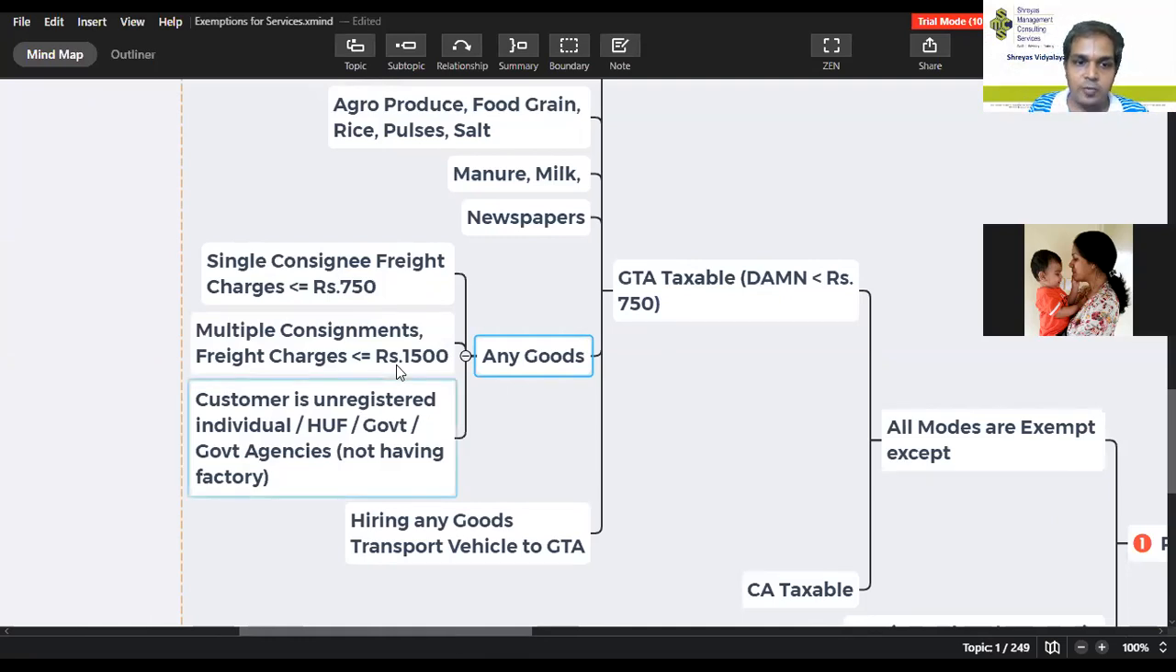One, if you are transporting for a single consignee, less than or equal to 750 rupees, exempt. Your transport charge is less than or equal to 750, it is exempt. That means, let's say you are transporting from Nungambakkam to Kodambakkam, just very much within 750 rupees you are charging. Then it means no GST for the same. Clear. Now the second interesting point they are saying is you transport for multiple people, but the overall amount you are charging for the entire transportation is less than or equal to 1,500.